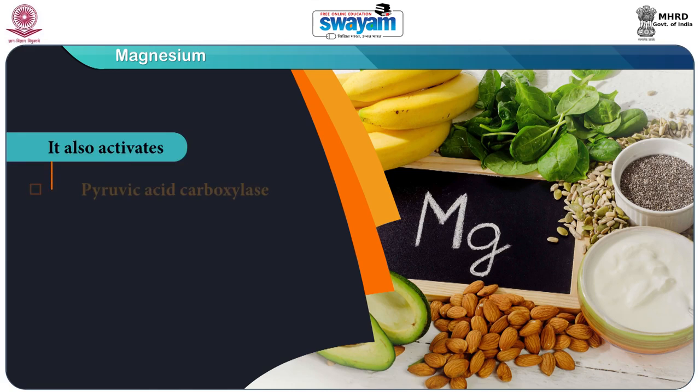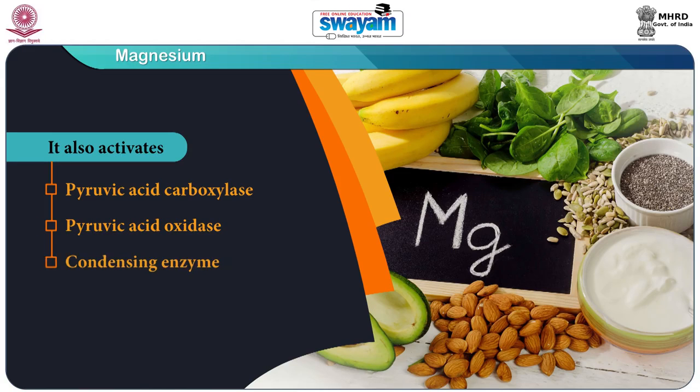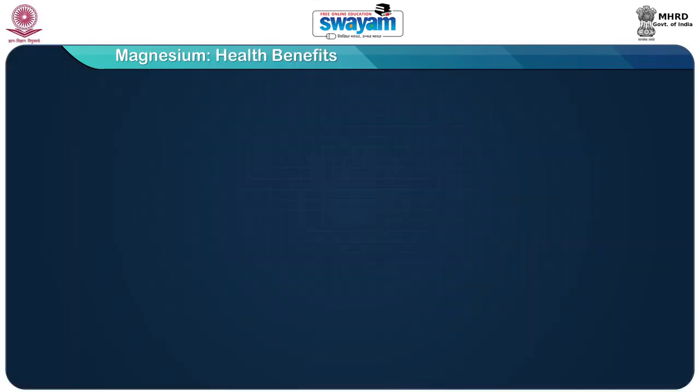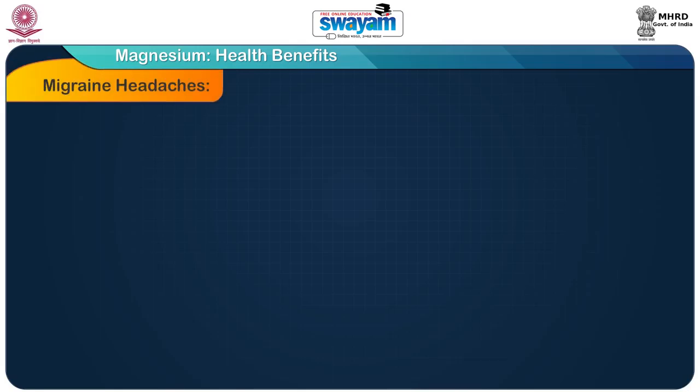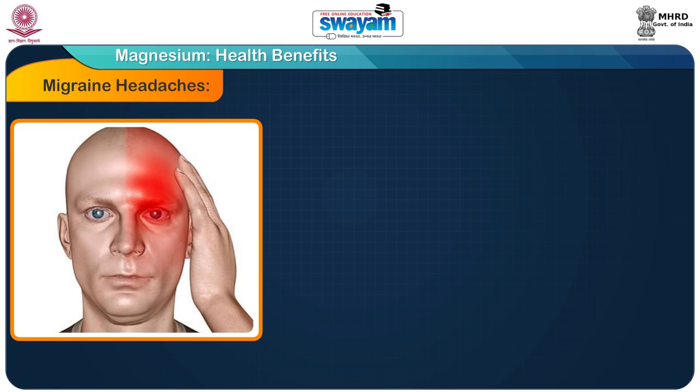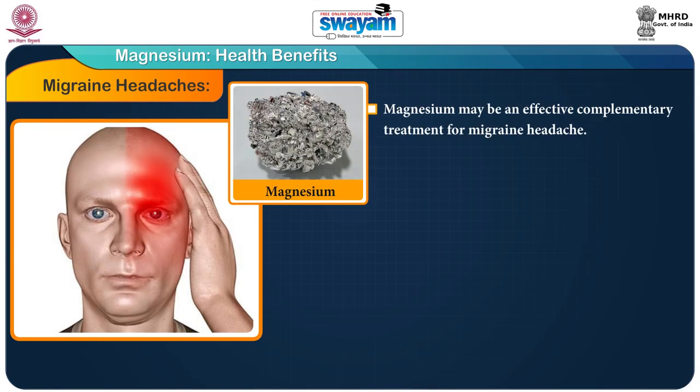It also activates pyruvic acid carboxylase, pyruvic acid oxidase and the condensing enzymes for the reactions in the citric acid cycle. This physiological role of magnesium reflects that it plays several important functions in the body. Now, in addition to this, magnesium shows several health benefits and let us see what these are. Magnesium as related to migraine headaches. Now, magnesium may be an effective complementary treatment for migraine headache.